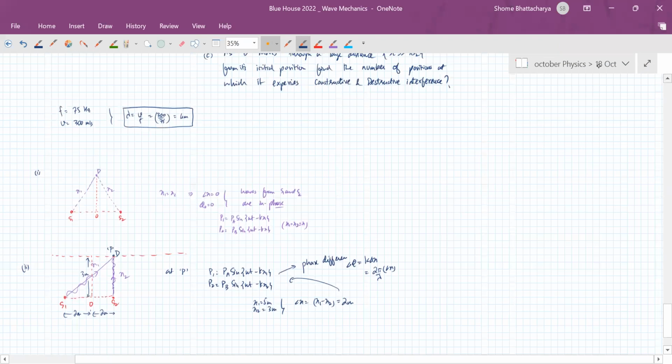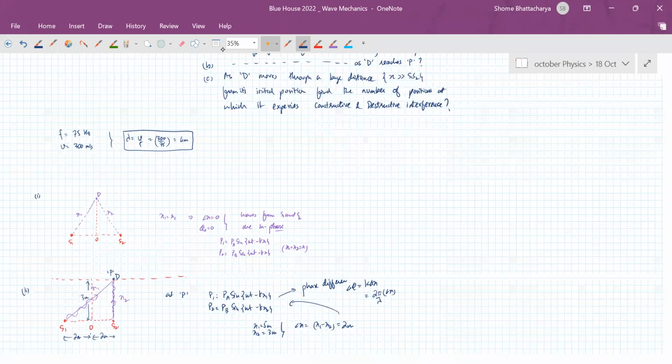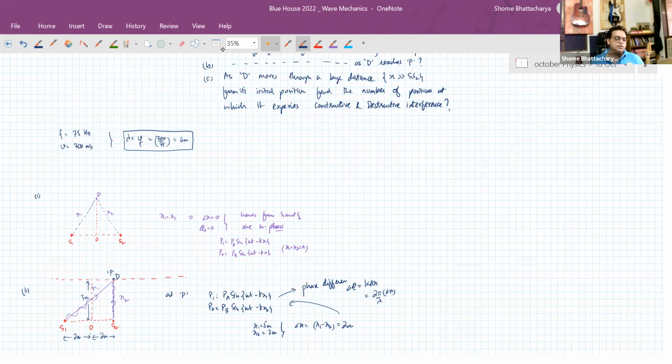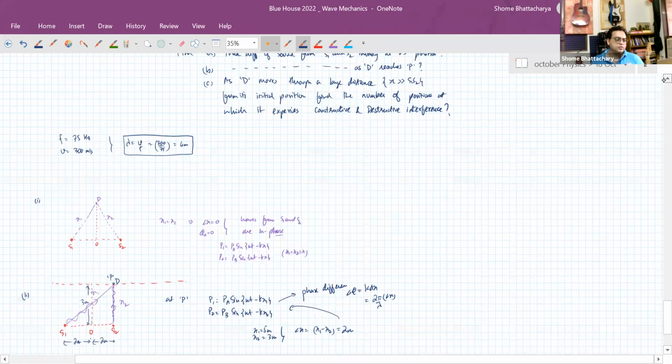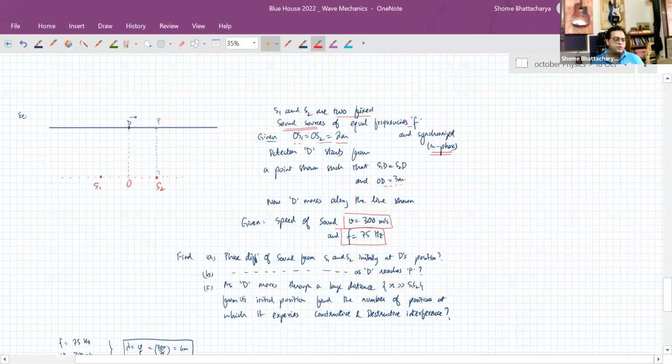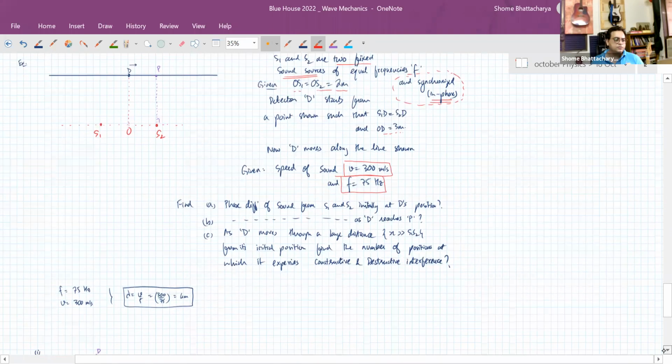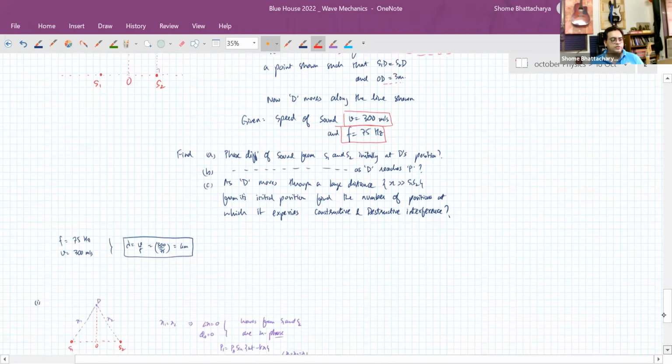Sir, why are we assuming that there is no phi naught, no phase difference like k delta x plus phi naught? Because the question told us that the two sources are in sync, in phase. This was an important piece of information, that the two sources are synchronized. Without that information, we could not have said that. So it's part of the question in this case.